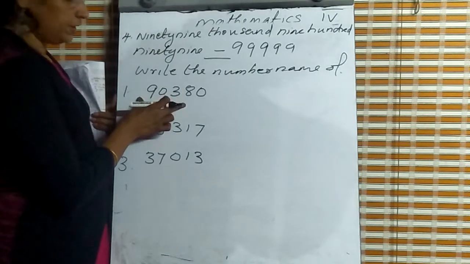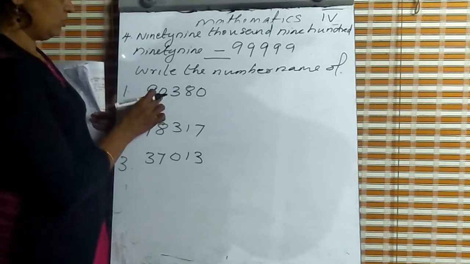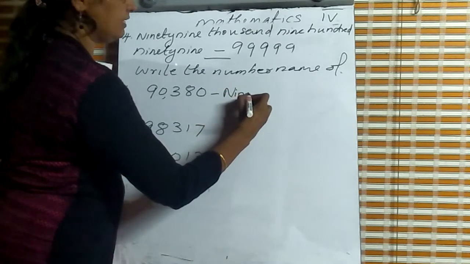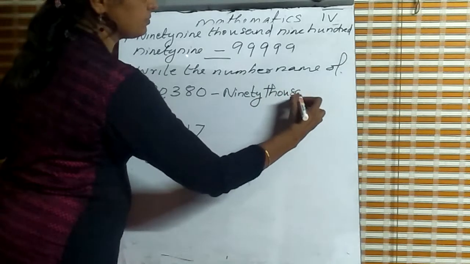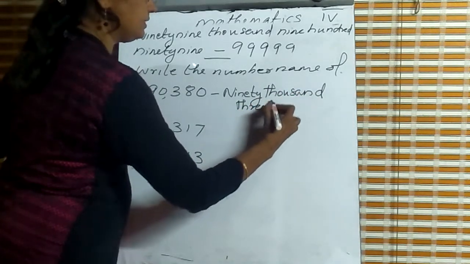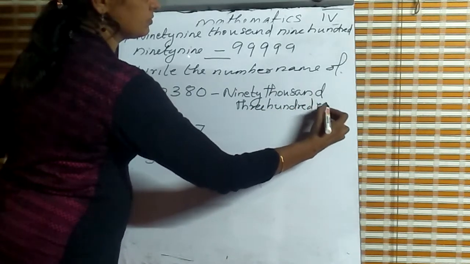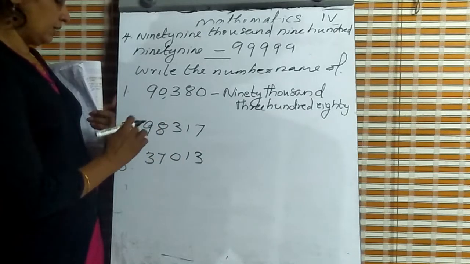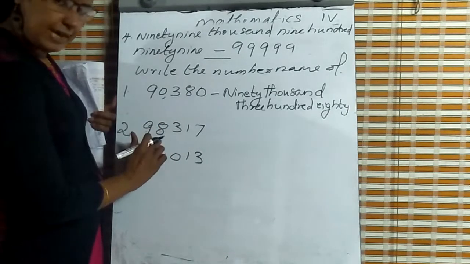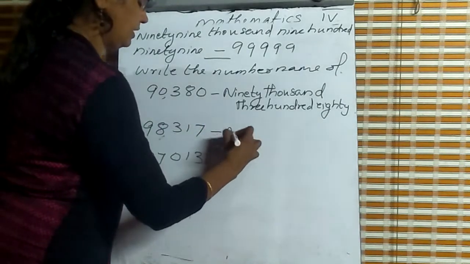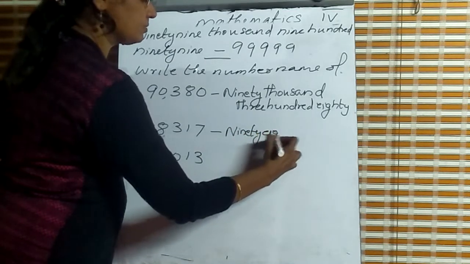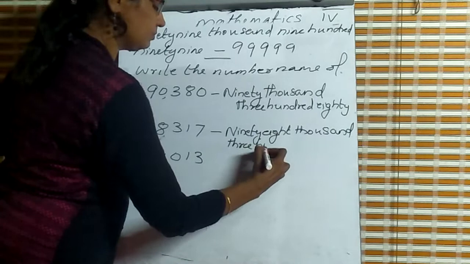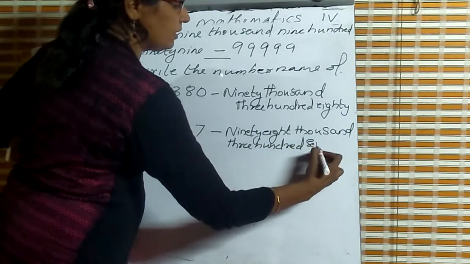First, this contains 5 digits. 1s, 10s, 100s, 1,000s, 10,000s. So 90,380. This is the numeral of the first. Look at the next. 1s, 10s, 100s, 1,000s, 10,000s. Taking the 9 and 8 together, we get 98,317.